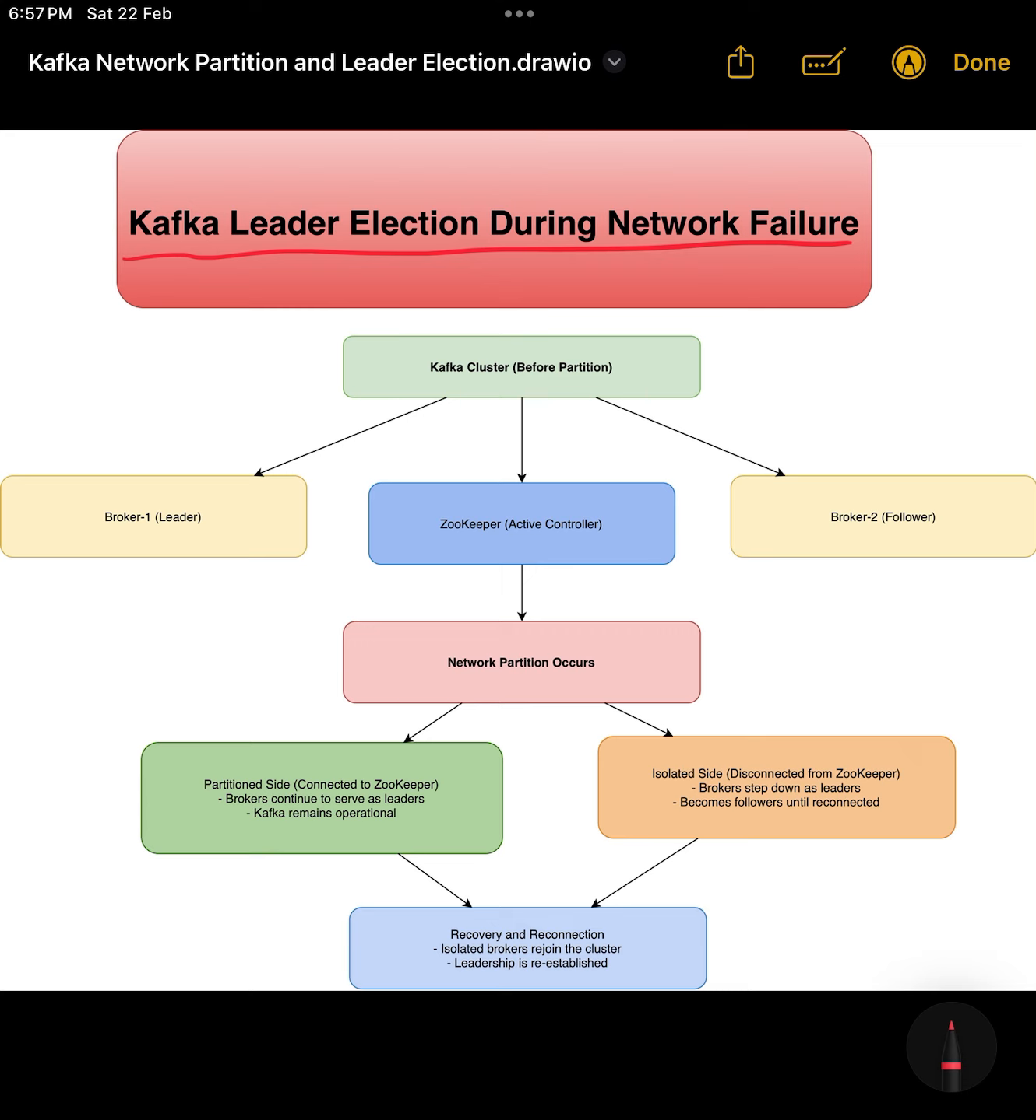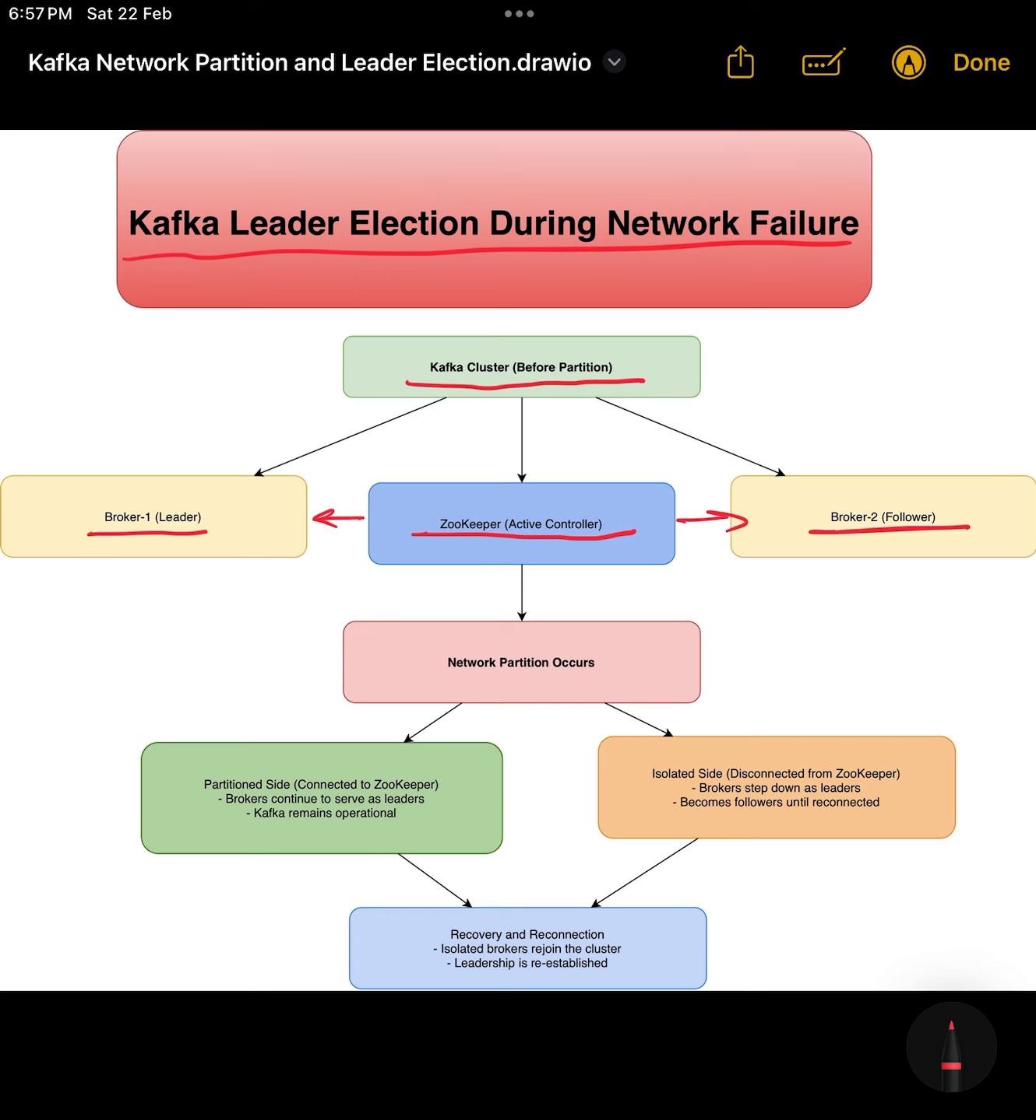1. Kafka cluster before partition. At the start, Kafka operates normally with Zookeeper, the active controller, managing cluster metadata and leader election. Broker 1 is acting as the leader for a partition. Broker 2 is a follower, replicating data from Broker 1. Everything is working fine. Kafka is processing messages without issues.